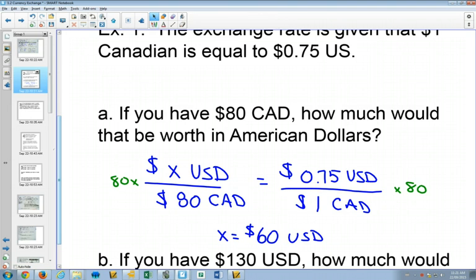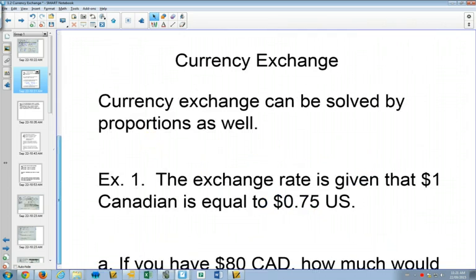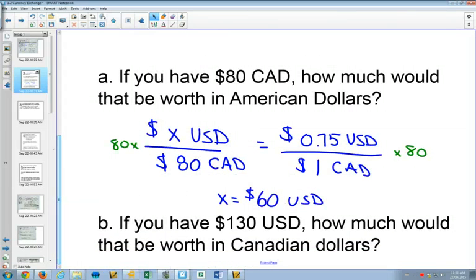But then something good happens for part B here. You're cleaning your room, you find an old pair of pants, you haven't worn them for some time. Inside the pocket, you find 130 US dollars. How much? So you're like, woohoo! So you go to the bank and you say, I'd like to change this back to Canadian dollars. How much would it be worth?